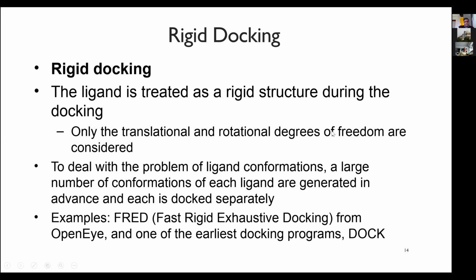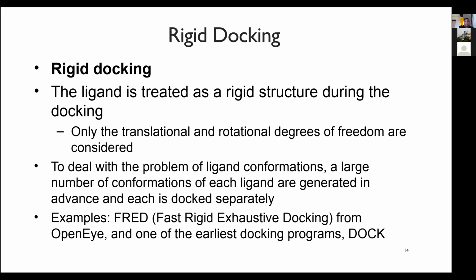Okay, now let us see each type of docking in detail. The first one is rigid docking. As I told you, the ligand is treated as a rigid structure, and also the protein is treated as a rigid structure. So only the translational movement of the ligand inside the active site and rotation of the ligand in the active site is considered. But you know that the ligand is flexible in reality. In reality, if you look at it, both protein and ligand are flexible, but the flexibility of the ligand is quite important.